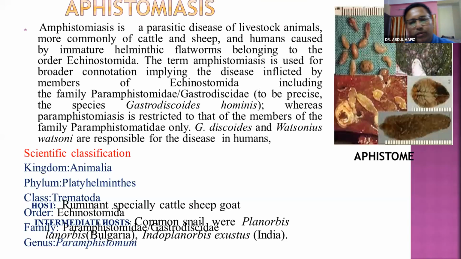Amphistomiasis, we know it is found in the rumen. It is also a flat worm. The intermediate host is Bulinus, Planorbis also, and the final hosts are ruminant species, especially cattle, sheep, and goat.